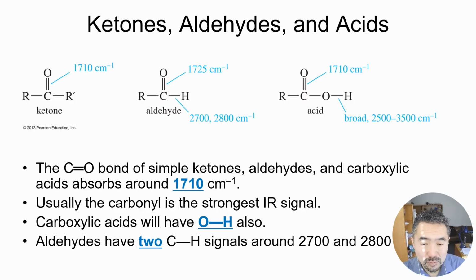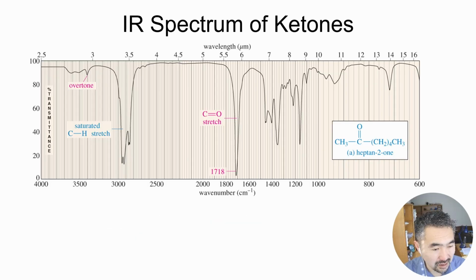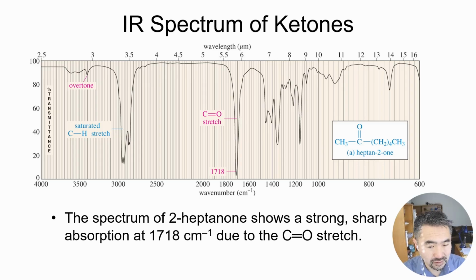A carboxylic acid would have that additional OH signal that's more than just the 1700, right? Usually centered around 3000, and it overlaps with a lot of things. Here's a ketone example. Of course, I want you to see the strong C=O double bond stretch.